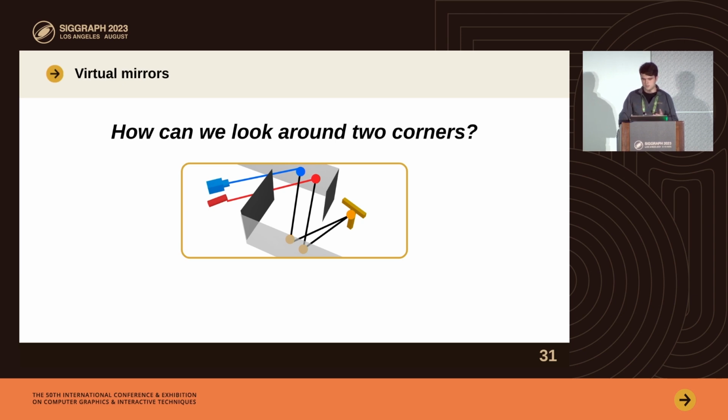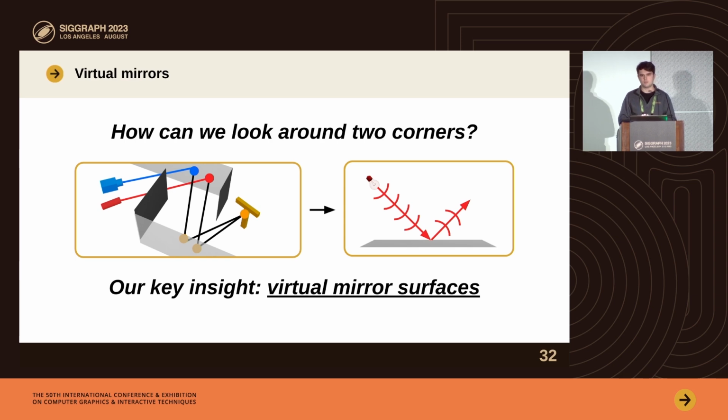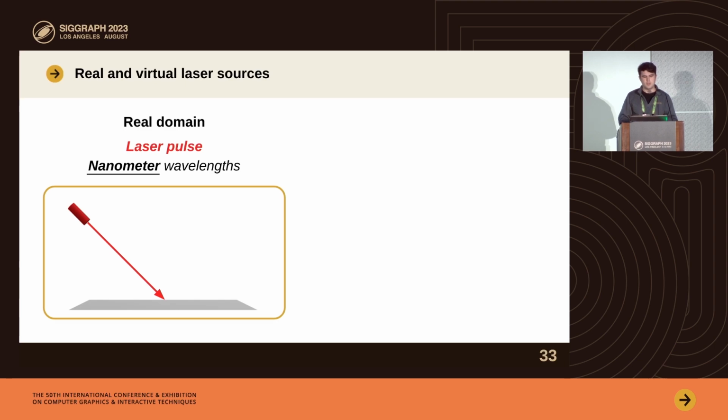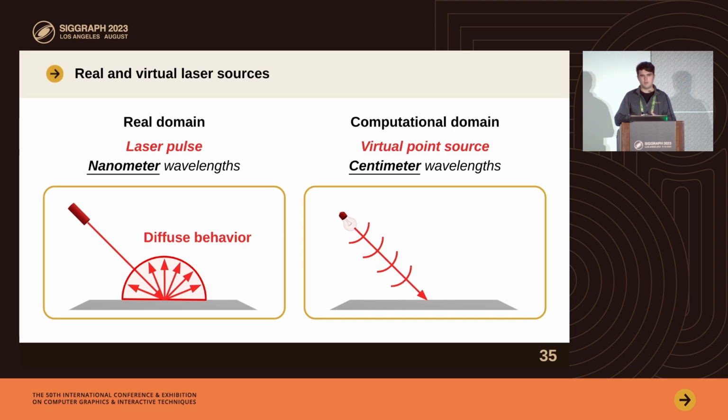Now, I will go into detail into the key observation that enables us to do this, which are virtual mirror surfaces. First, in the real domain, as I said, we use this laser pulse, which uses nanometer wavelengths in the visible light range. Under this illumination, surfaces behave as diffuse, and light is scattered in all directions. However, our key observation comes in the computational domain, where the virtual point source uses centimeter wavelengths instead, as the capturing system is limited and is not able to capture the phase information required in the nanometer wavelength, but instead captures in the centimeter wavelengths. Under these centimeter wavelengths, surfaces might exhibit a specular behavior.